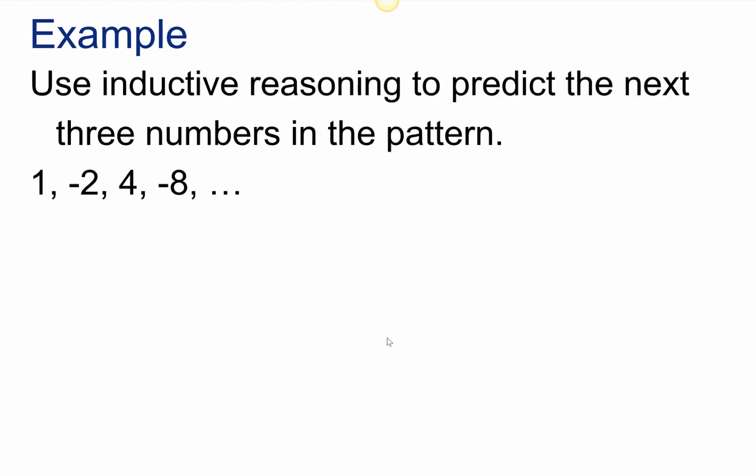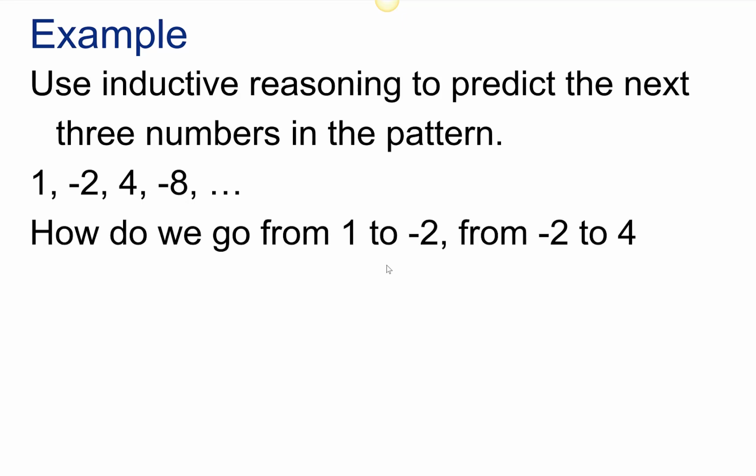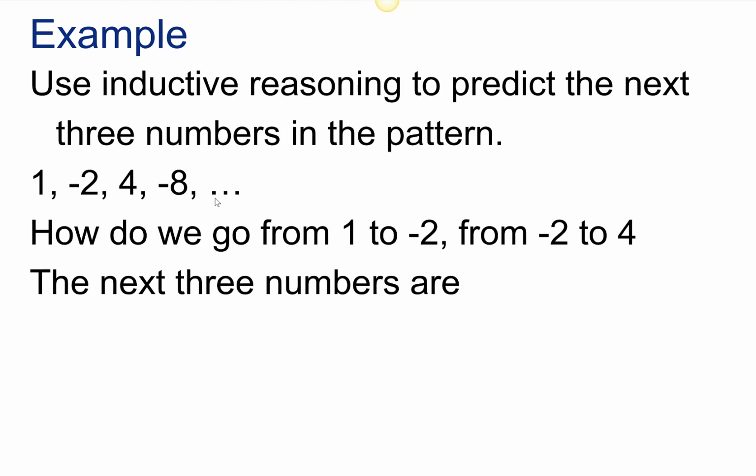Here's another one. Now let's notice what's happening here. Is the same thing happening as we go from 1 to -2? Do we add a number? We could subtract 3, but if we subtract 3 from -2, we don't get 4. Let's try multiplying. What number do we multiply 1 by to get -2? That would be -2. If we multiply -2 by -2, do we get 4? Yes. If we multiply 4 by -2, do we get -8? Yes. So the next three numbers would be -8 times -2 would give us 16. 16 times -2 would give us -32. And then -32 times -2 would give us 64.